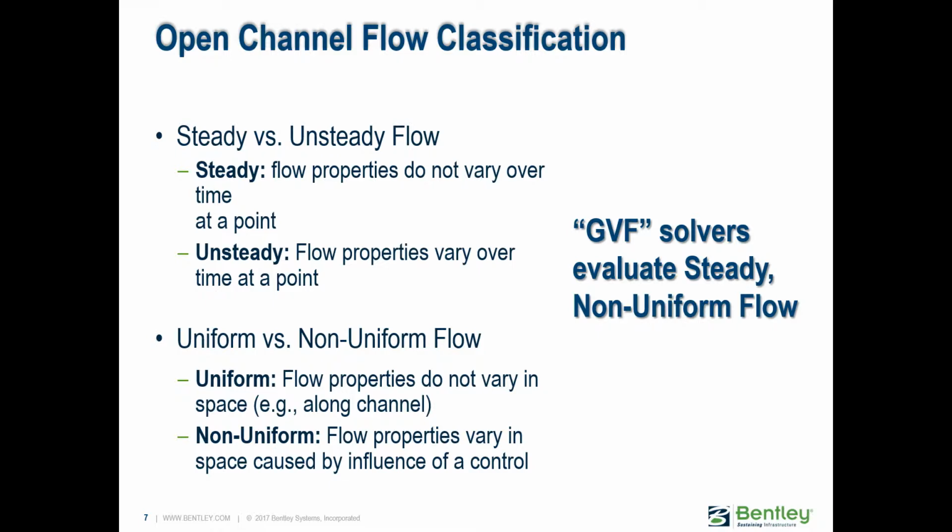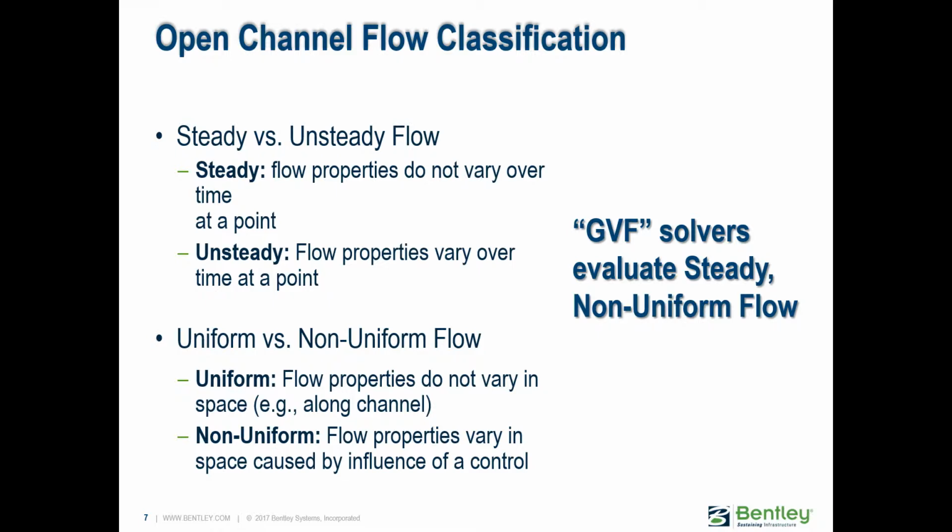Those gradually varied flow solvers, like the one in StormCAD, evaluate steady and non-uniform flow. So what does that mean? Steady means that the flow properties do not vary over time at a point. So if I'm looking at this pipe right now in my peak conditions, the flow properties are going to be the same. In other words, it's like we're taking an instant photograph of the system. We're not looking at what happens at 5 o'clock in the morning and then how it changes from 5 to 6 and then to 7 to 8. No, we're just looking at one point in time. That's what we mean by steady.